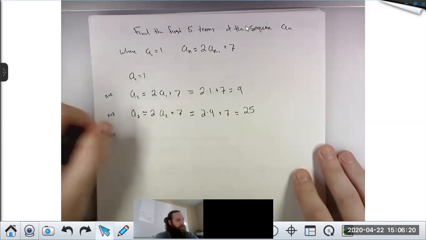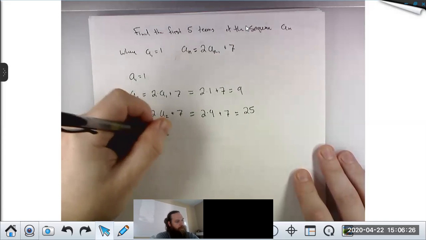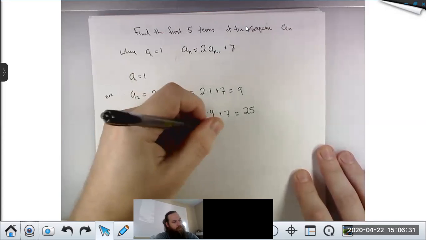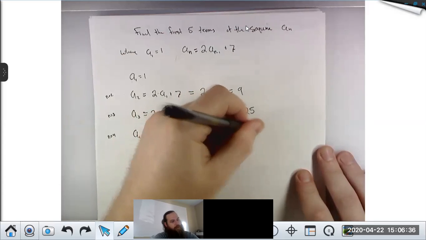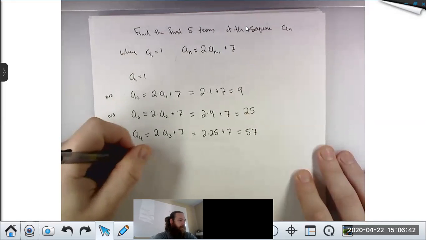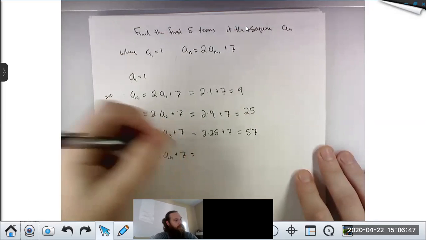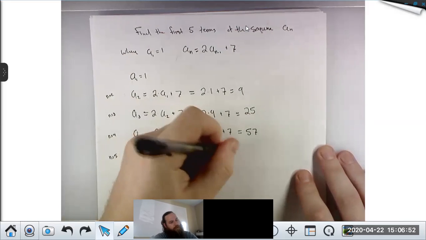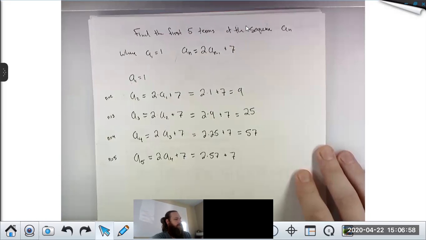If I look at n equals 4, according to my recurrence relation, A4 should be 2 times A3 plus 7. So that's 2 times 25 plus 7. 2 times 25 is 50, so that is 57. And when I look at n equals 5, A5 is 2 times A4 plus 7, which is 2 times 57 plus 7. 2 times 57 is 114, plus 7 is 121.